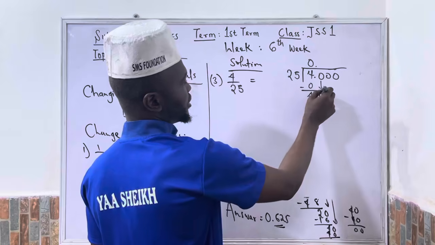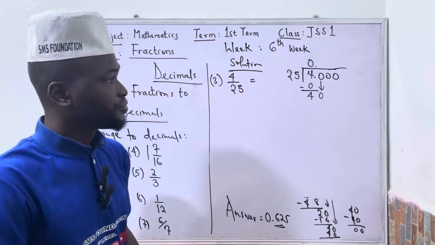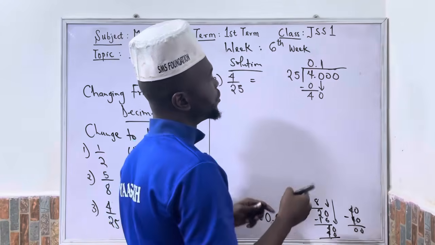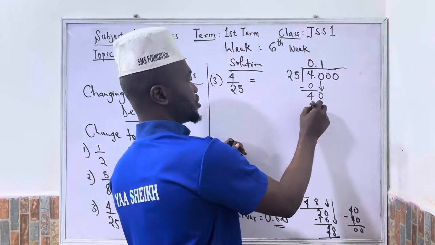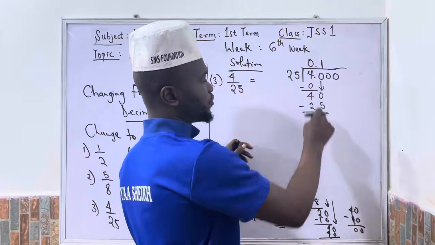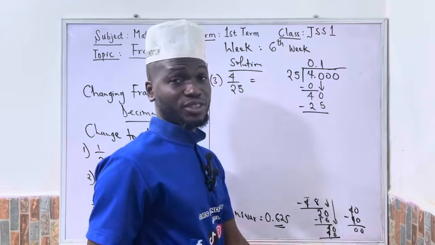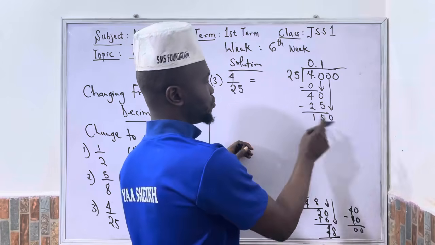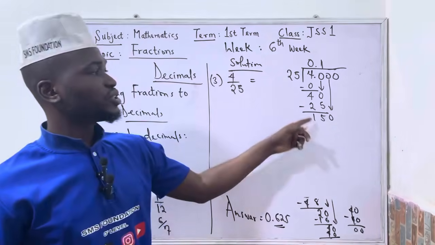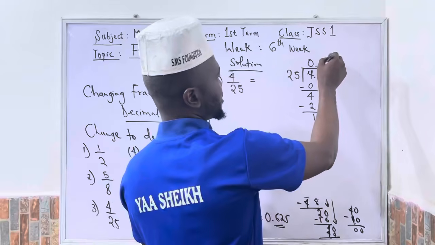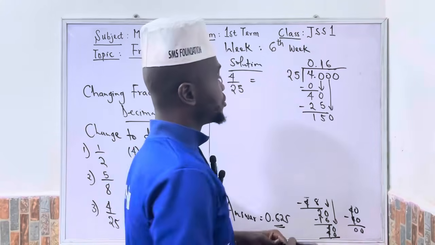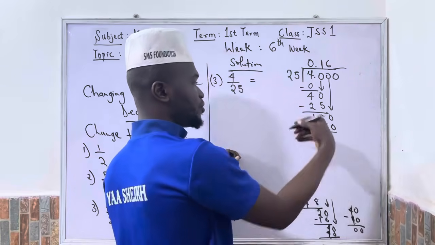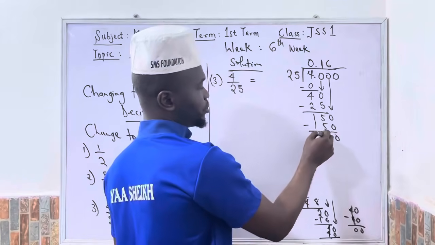Bring down the next 0. This is 40 now. 25 in 40, that will just give me once. Can only go once. Now 25 times 1, that will give me 25. Let's subtract. 40 minus 25 is 15. So let's bring down the next 0. This is 150. Now, how many 25 in 150? It will go 6 times. So 25 times 6, that will give me 150. Let's subtract. 150 minus 150, that will be 0.